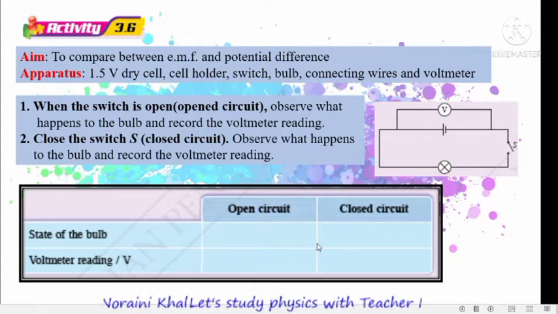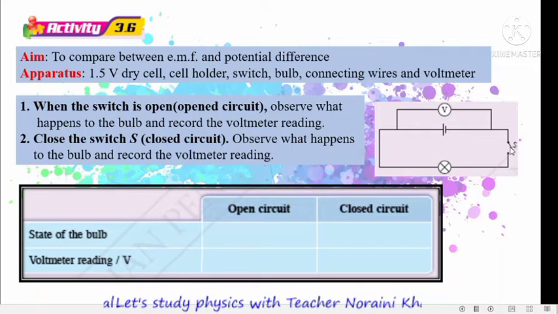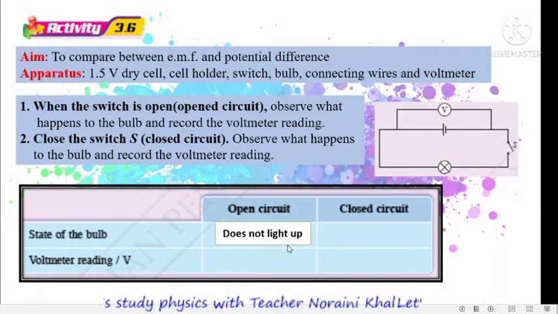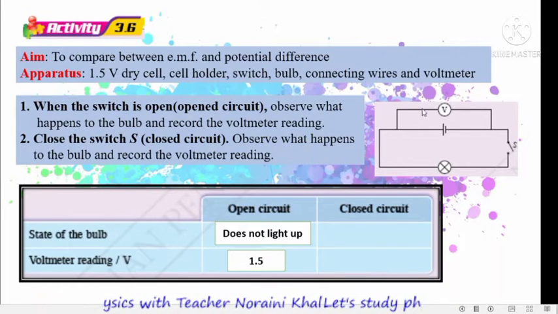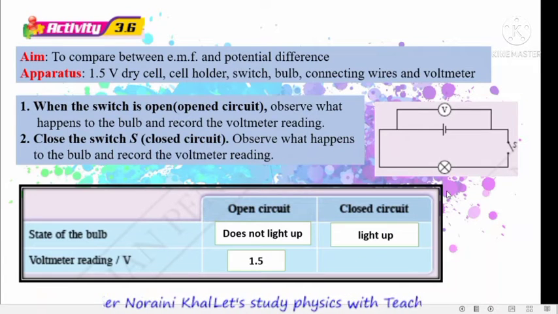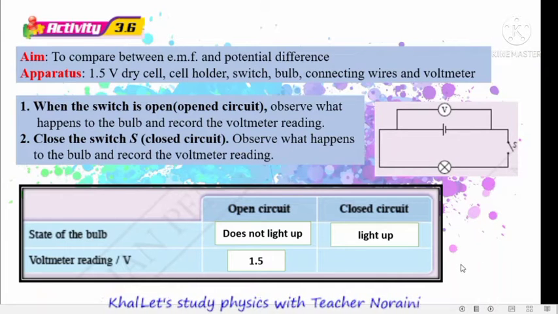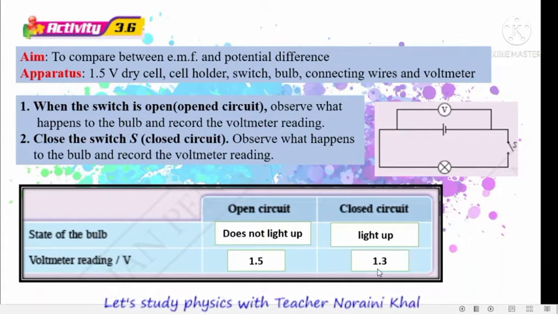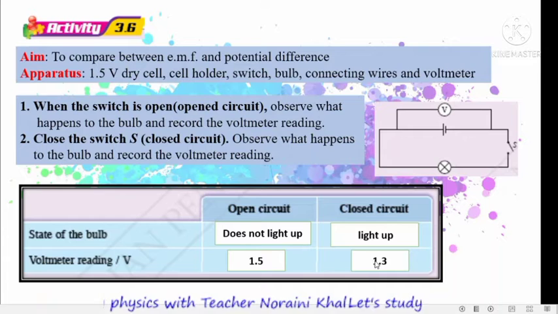Let's look at sample of answer here. For open circuit, the circuit is broken, no current flow, the bulb does not light up. The voltmeter reading shown on the scale is 1.5 volt. For closed circuit, when the switch is closed, the bulb of course lights up. What happens to the voltmeter reading? The voltmeter reading becomes 1.3 volt. So can you see the difference between the readings here? So what caused the difference in the reading here?